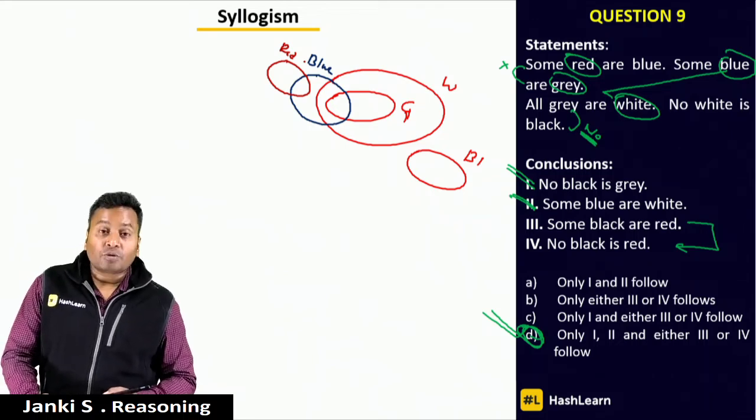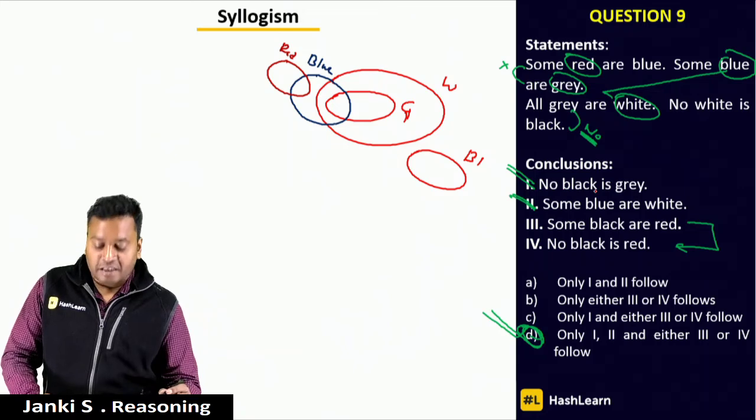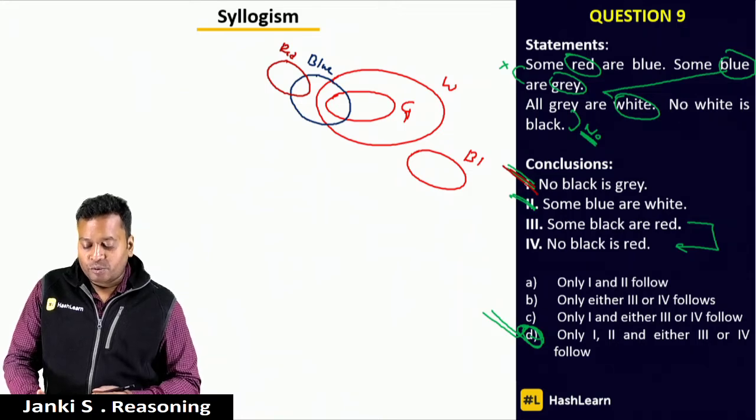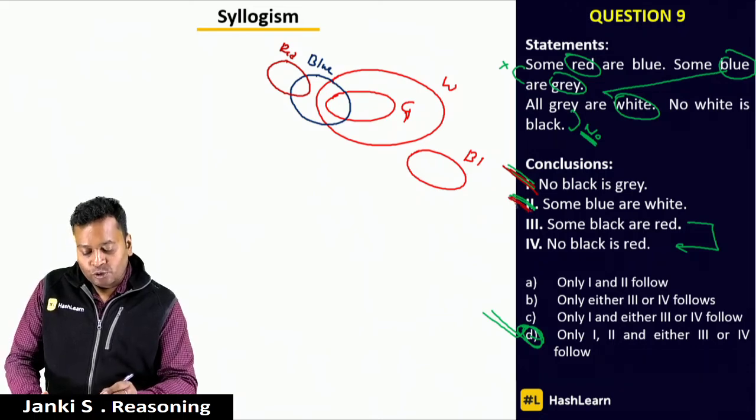Now let's check कौन कौन सा relations हो सकता है. First one is no black is gray, right? So no black is gray, that's true here. Second one, some blue are white. So some blue are white, that is also true in this case. Some black are red. So some black are red, negation is available here.